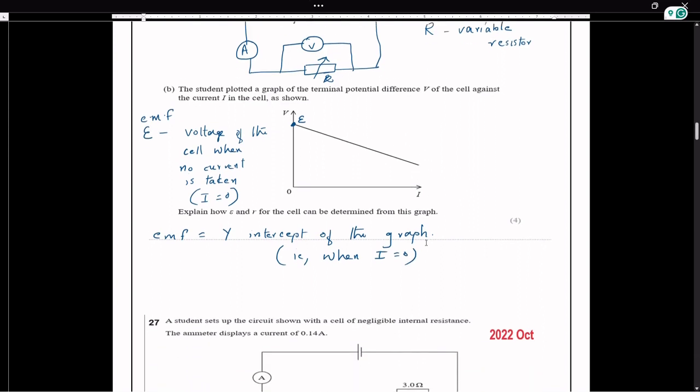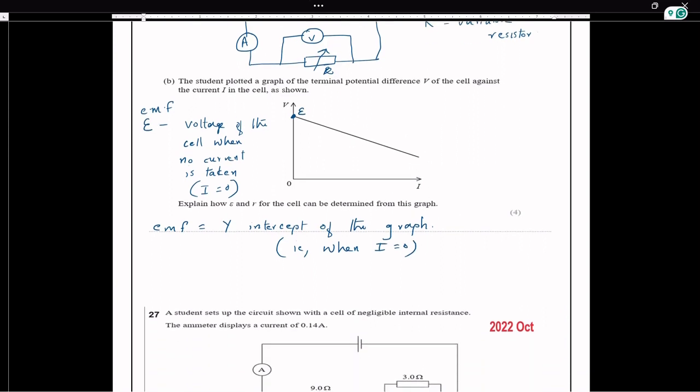And similarly, the gradient. This is a repeated question many times, as we have seen in other videos also. The gradient equals negative R. So R equals the negative of the gradient. Whatever gradient you are getting, take the negative of that, and that will give you the internal resistance.